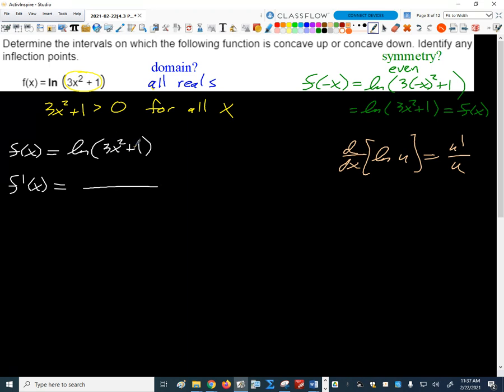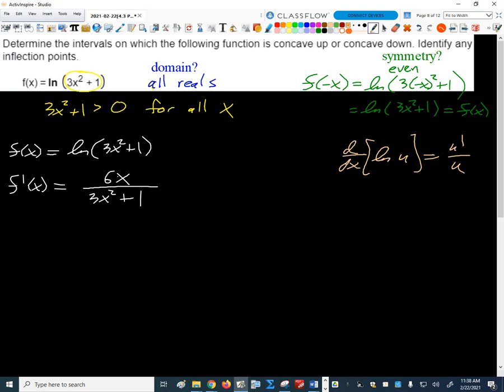What's u prime? So u is 3x squared plus 1, so just 6x, right? Divided by u, 3x squared plus 1. Okay, there's our first derivative, right? Is our first derivative undefined anywhere? Look at that first derivative. Is that undefined anywhere? No.